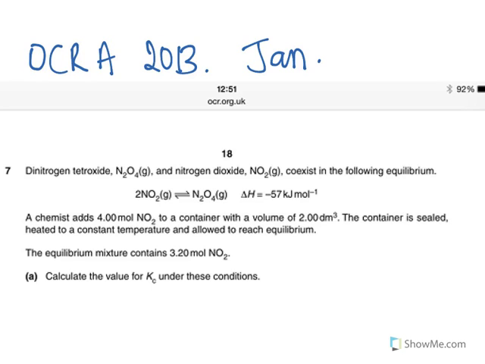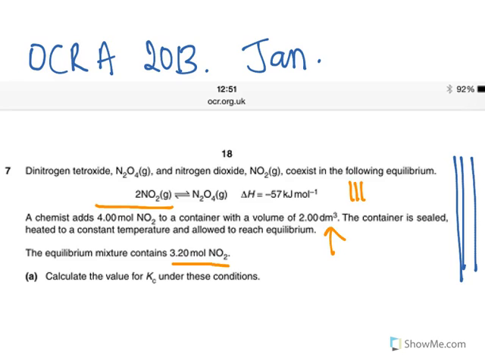This has much less structure to it, and it's worth 5 marks. But if we look at what we have got, we have an equilibrium, we have some information at the beginning, we have the volume here, and we have how many moles we have at equilibrium, and then it's a straightforward calculate Kc under these conditions. So let's have a look at it.